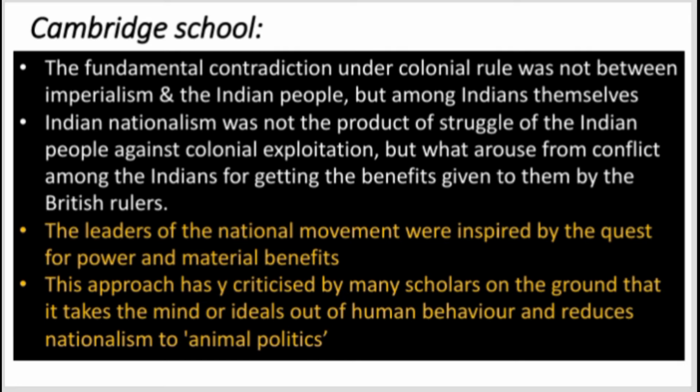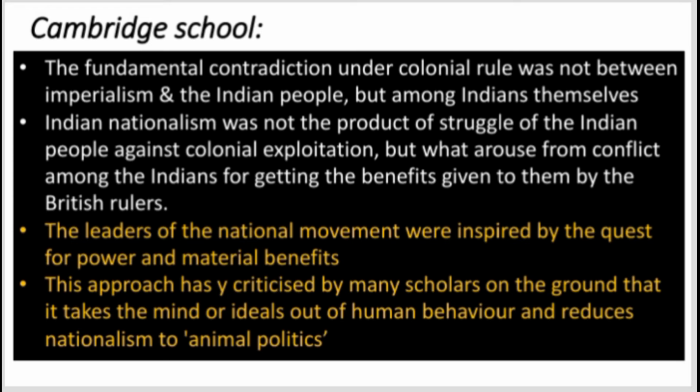Further, Indian nationalism was not a product of the struggle of Indian people against colonial exploitation, but arose from a conflict among the Indians for getting the benefits given to them by the British rulers. And the leaders of the nationalist movement, according to this school, were inspired by the quest for power and material benefits. This approach has been criticized by many scholars on the ground that it takes the mind of ideals out of human behavior and reduces nationalism to animal politics.